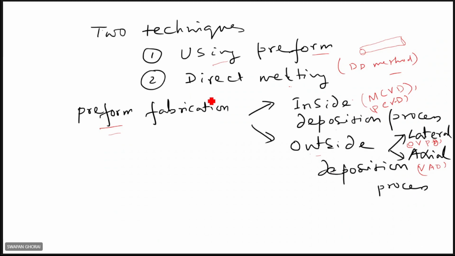And now, how is a preform made? A preform can be made by two techniques. One is the inside deposition process, and the other is the outside deposition process. Well, why is it called inside or outside?